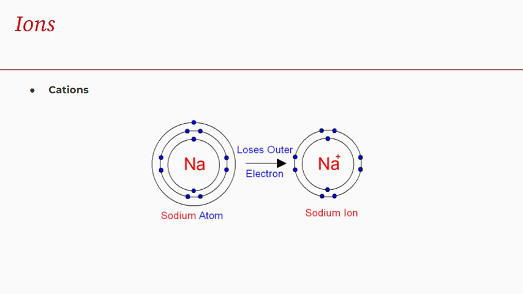First, we have cations, which are positively charged. A cation is when an element loses one of its valence electrons to become positively charged because it loses a negatively charged electron. So sodium has one valence electron. If it loses that, it goes down a shell and becomes a sodium ion, which has one positive charge because it lost one electron.